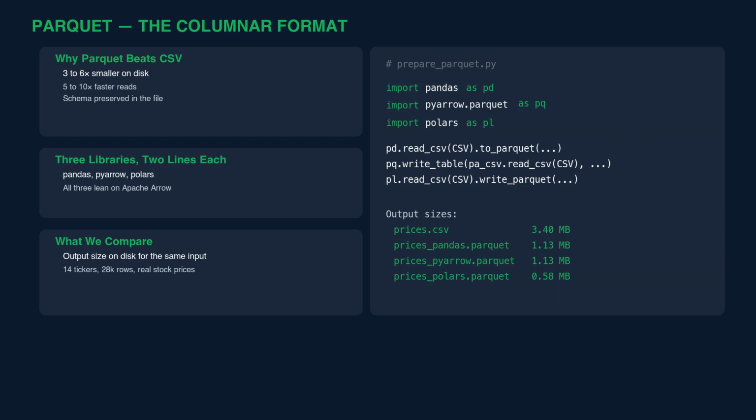Today we run the same 2-line conversion in each of the 3 Python libraries that matter. Same input, 3 outputs, compare the sizes. We're converting a CSV to Parquet. 3 libraries side by side, same dataset.